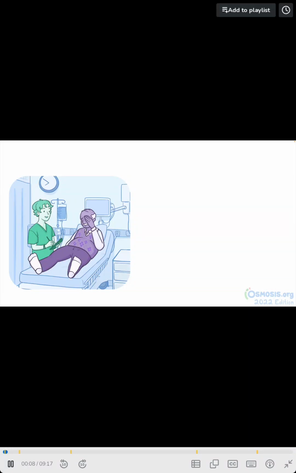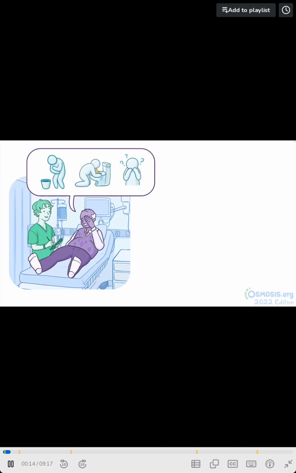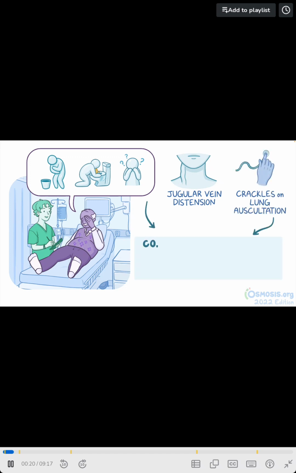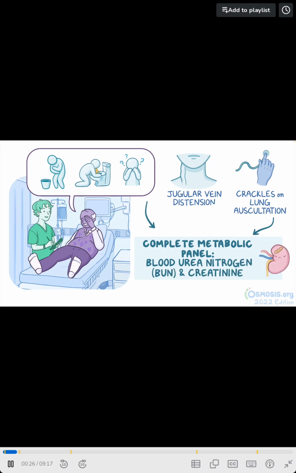Accompanied by his daughter, who reports her father has a history of systolic heart failure, that he's been experiencing nausea, vomiting, and confusion. On assessment, there's jugular vein distension, crackles on lung auscultation, and leg edema. Based on these findings, blood urea nitrogen, or BUN, and creatinine are ordered to check the client's renal function.